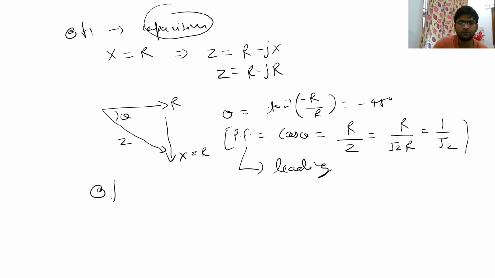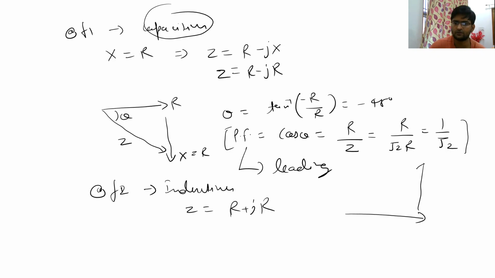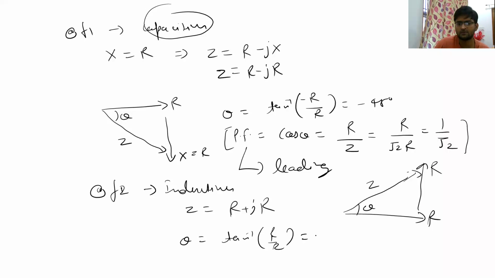Similarly, if you want to calculate the same thing at F2, it is inductive, and I'm going to directly write Z as R plus JR, because it is inductive, so we have taken plus J. This will be the phasor of impedance, and theta is going to be tan inverse of R by R, which is equal to plus 45 degrees, and the power factor is going to be 1 by root 2, similar to this, but it will be lagging.